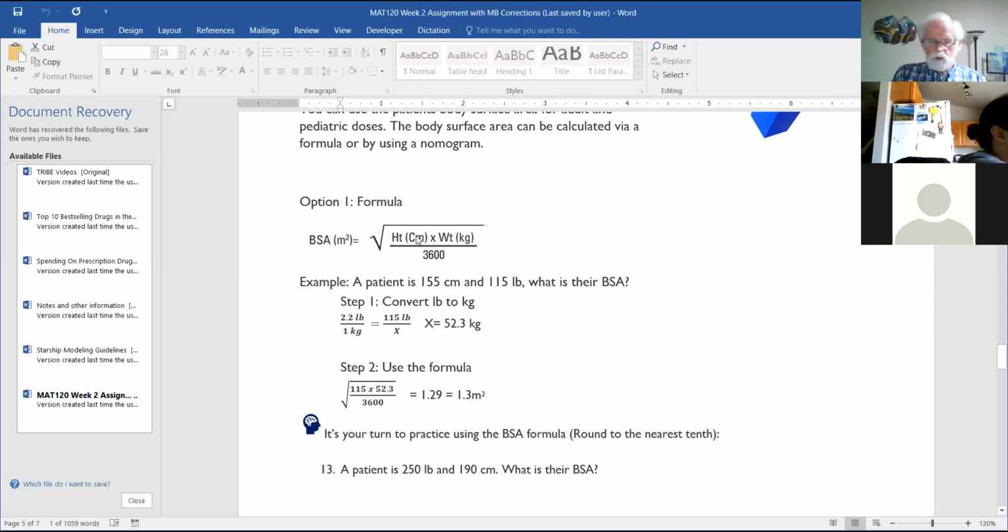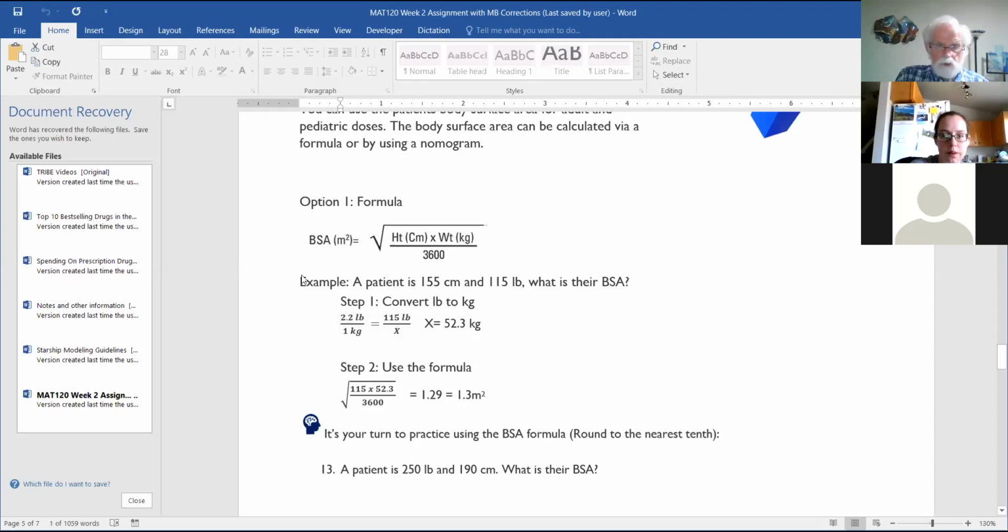Sometimes our patient height is in feet and inches. So we have to go to inches and convert those to centimeters. And there are 2.54 centimeters to an inch. So if the height is given in inches, we simply multiply by 2.54. And that becomes the number of centimeters. The weight in kilos, if our patients are weighed in pounds, which in this country they are, we divide that weight by 2.2 pounds per kilo. Okay, and that gives us the number of kilos.